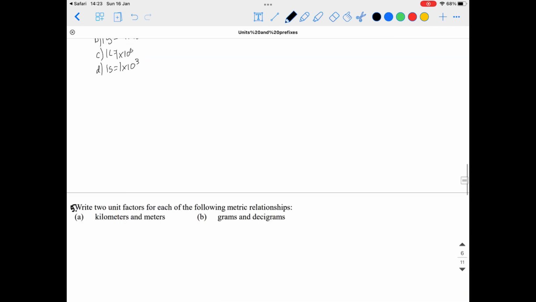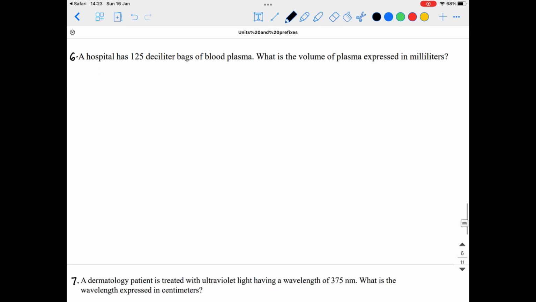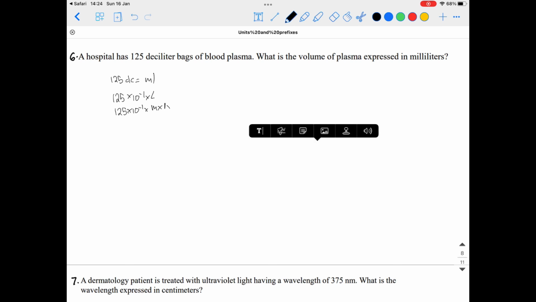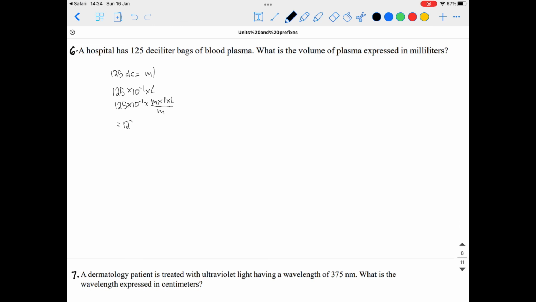Now let's try a word problem using the knowledge that we have just learned. A hospital has 125 deciliter bags of blood plasma. What is the volume of plasma expressed in milliliters? Get the answer? The answer is 125 deciliters equals 12,500 milliliters.